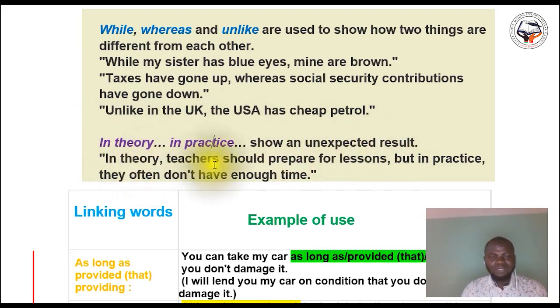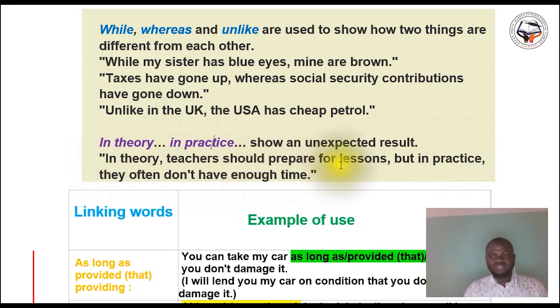Example: in theory, teachers should prepare for lessons, but in practice, they often don't have enough time. This is a reality for teachers. So the two expressions show an unexpected result. Let me repeat the example: in theory, teachers should prepare for lessons, but in practice, they often don't have enough time.